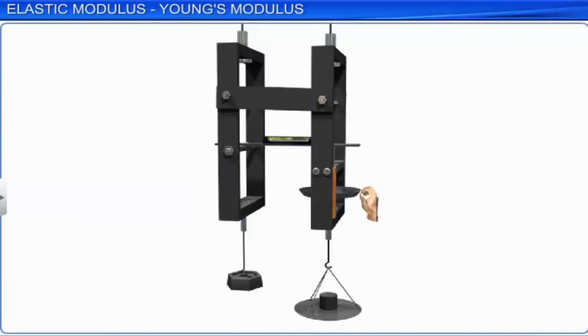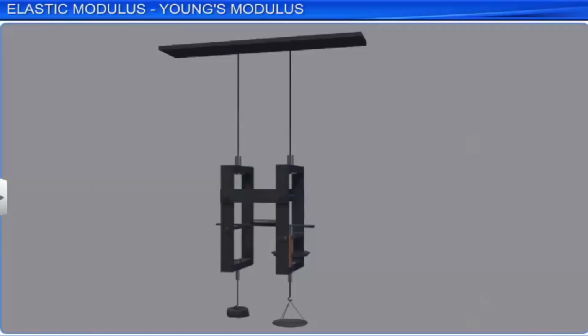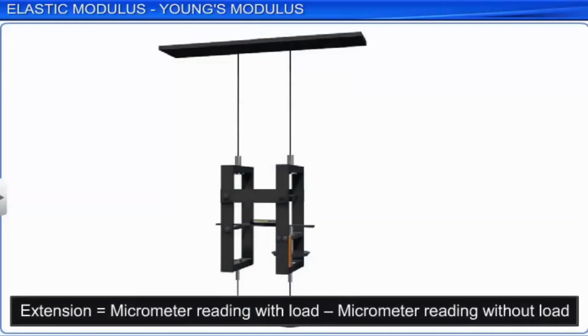A graph between extension and load is plotted. It is a straight line for low values of strain. Young's modulus is calculated using the expression for Y. The ratio of force F to extension delta L is calculated from the extension-load graph, and the values of L and A are substituted.